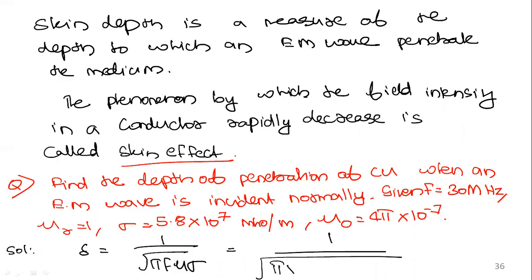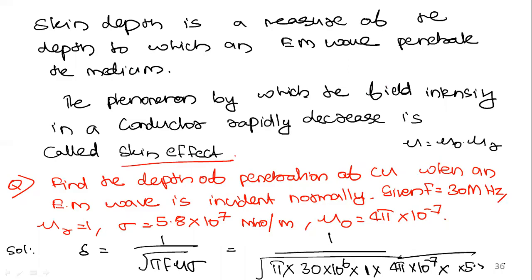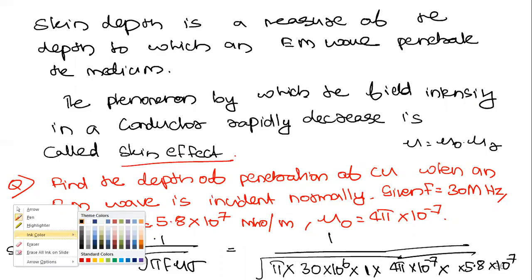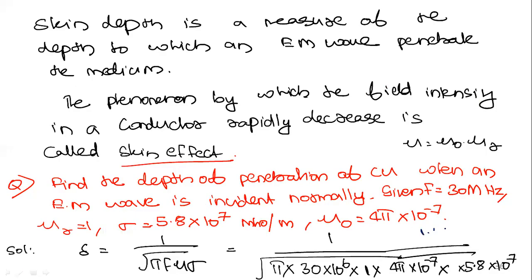So pi into, the frequency is not 50 hertz. When you see frequency, don't go directly and substitute 50. Here it is 30 into 10 raised to 6. It is not a sinusoidal frequency we are talking about. Then mu is equal to mu 0 into mu r, where mu r is equal to 1, it is given, and mu 0 is 4 pi into 10 raised to minus 7, into sigma, which is 5.8 into 10 raised to 7. This is very simple. In the exam you are the one doing this problem, so you should calculate. The answer is 1.21 into 10 raised to minus 5 meter. Just check and verify whether you are getting the answer or not.